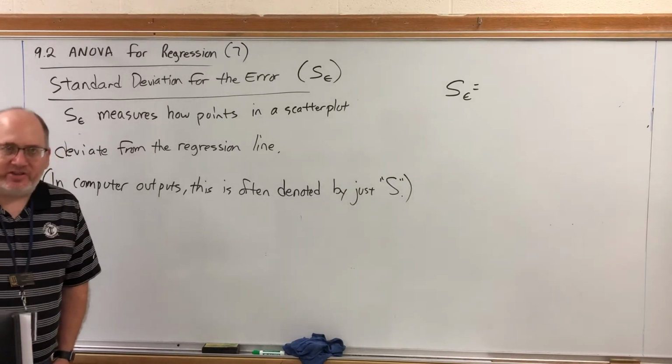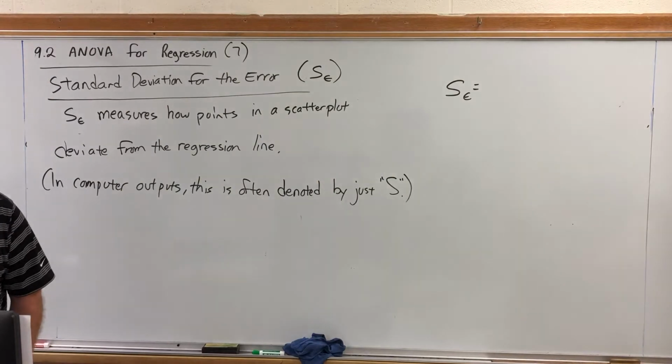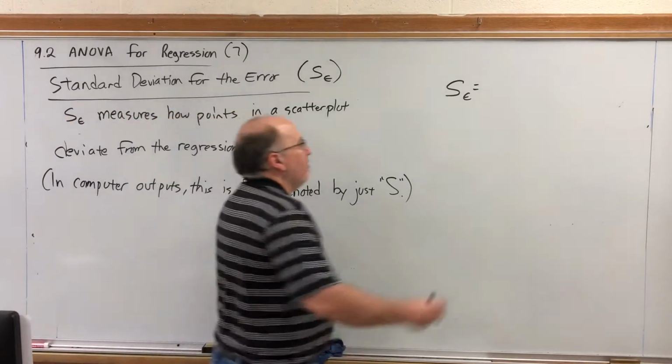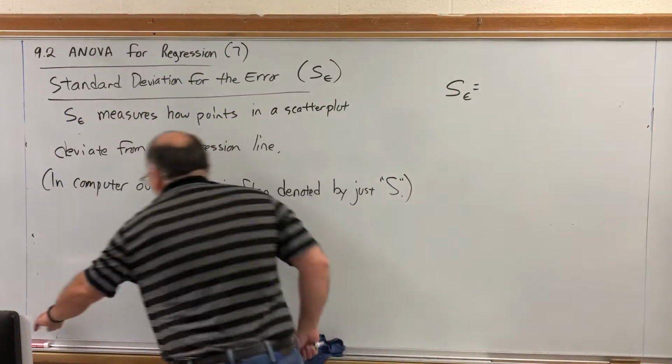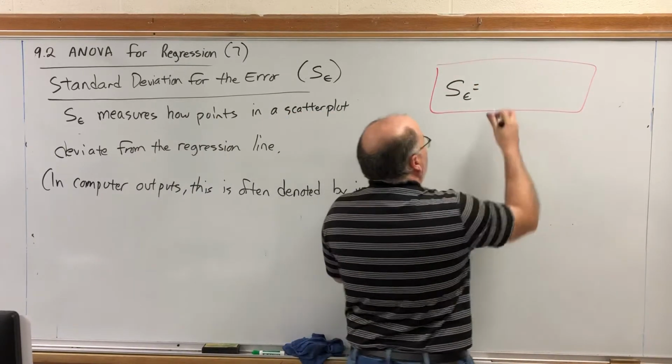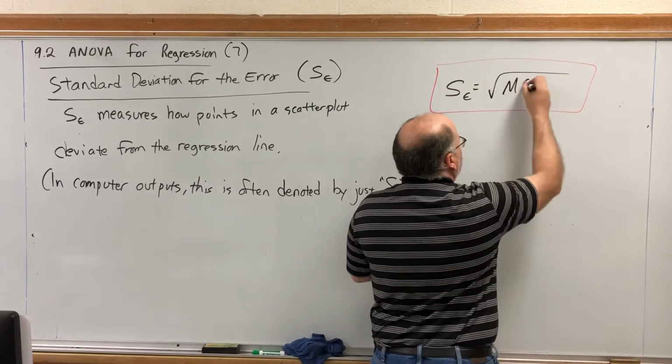Now, if you're wondering why this is in the section for ANOVA for regression, it's because of the formula to calculate the standard deviation of errors. I'm not going to go into the derivation of the formula, but if you're curious, I'll refer you to page 597. But the formula for the standard deviation of errors is really simple. It's the square root of MSE.